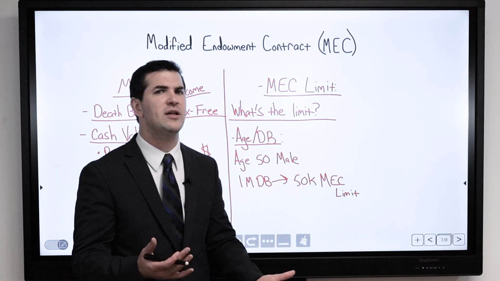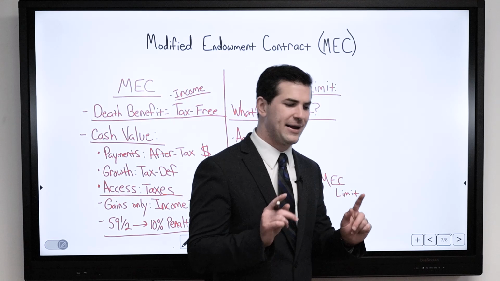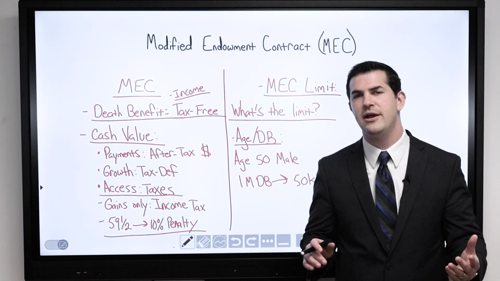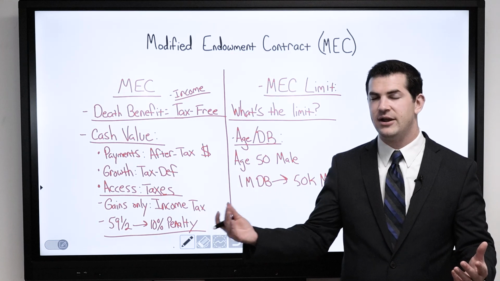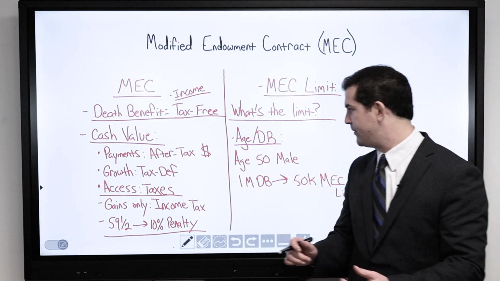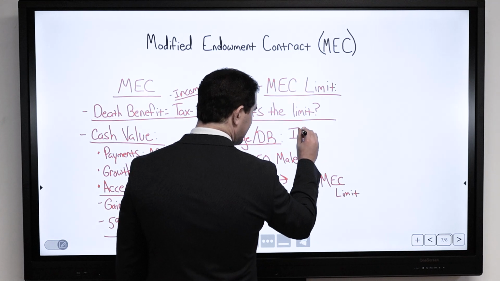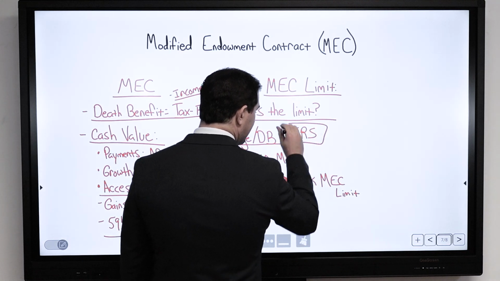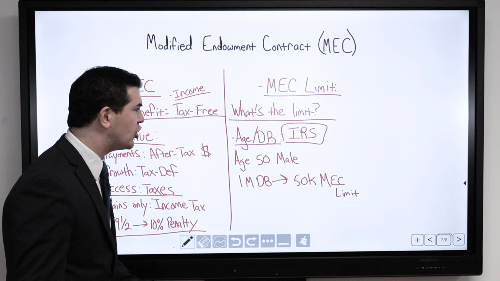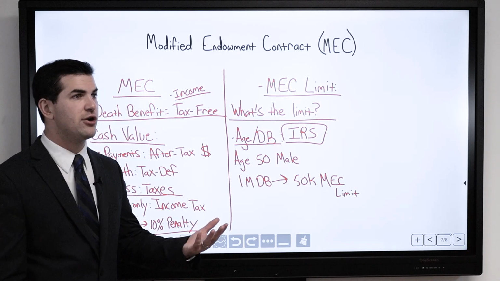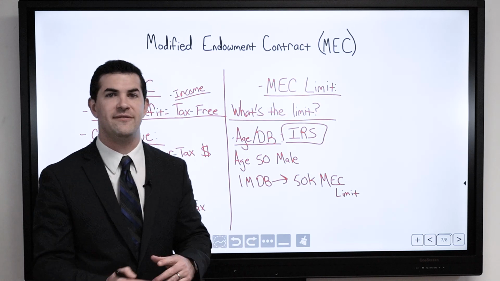You will see it all be relative, and the nice thing about the MEC limit is it's typically very consistent from company to company because it is an IRS limit, not an insurance company limit. But age and death benefit, think of it this way, that is the measuring stick that the IRS uses to determine if a life insurance policy will be viewed as life insurance in their eyes or a pure taxable investment.